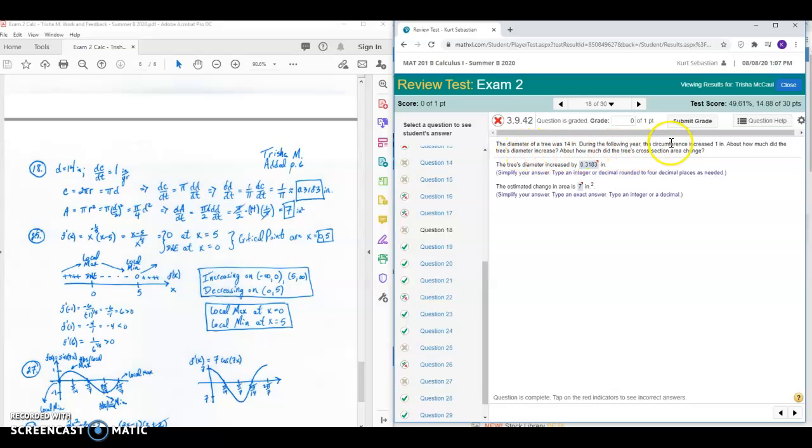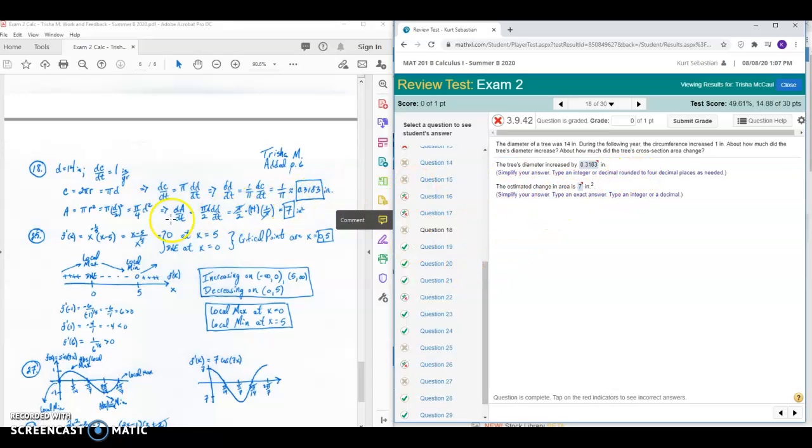So I need a relationship between circumference and diameter. We know that circumference is 2 pi r, but 2r is the diameter. So circumference is also pi d. Now I can take the derivative with respect to t of both sides of this equation. dC/dt equals pi times dD/dt. So they want dD/dt, and solving for it, it's 1 over pi times dC/dt. They told you that dC/dt was 1. Plug that in, so your answer is 1 over pi, which, plugging it into a calculator, is about 0.3183 inches.